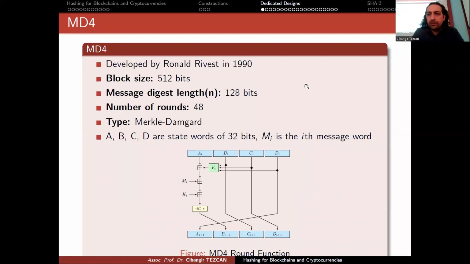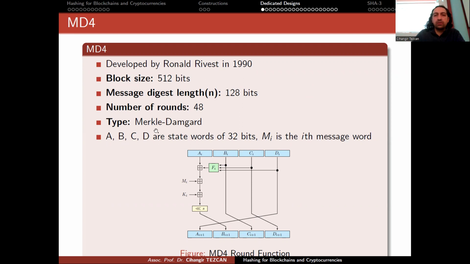Okay, so let's start with dedicated designs. I will start with MD4. It was developed by Ronald Rivest in 1990. It has a block size of 512 bits. Message digest length is 128 bits. Number of rounds is 48.